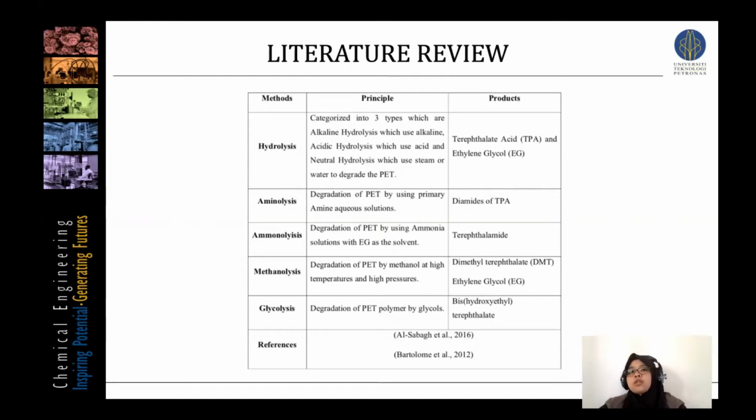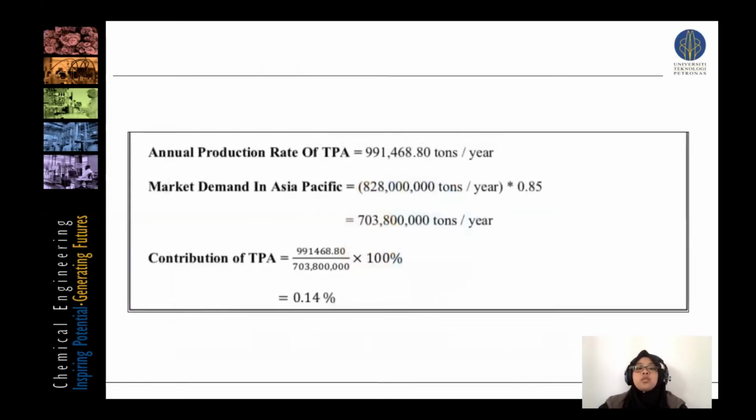Why do we choose alkaline hydrolysis? If we look at the cost efficiency, we compared alkaline hydrolysis with the acidic and neutral hydrolysis. Alkaline hydrolysis is much more cost effective, as the alkaline is much cheaper compared to the acid and steam and water. And for the annual production, to conclude the market analysis of our product, our contribution of terephthalic acid will be 0.14%. A small amount, but with a significant value that will help to fulfill the demand.